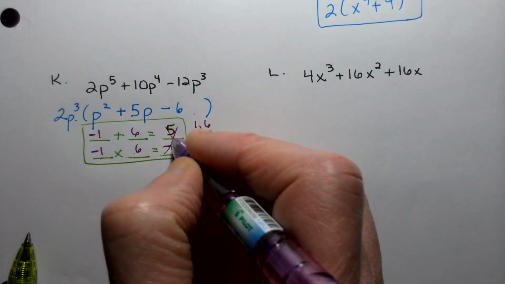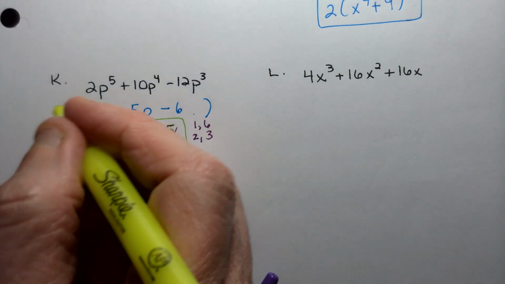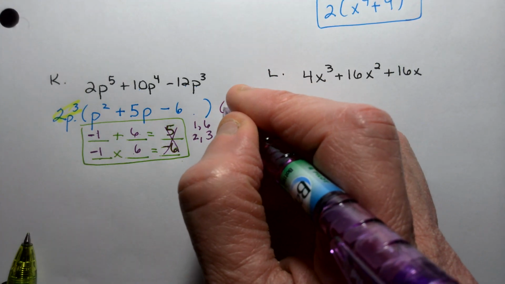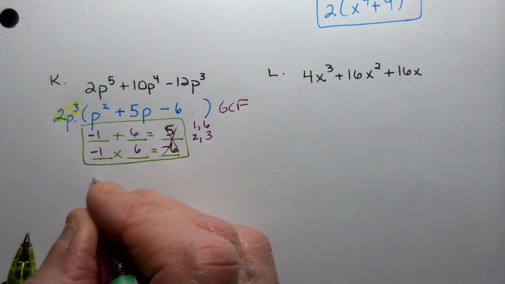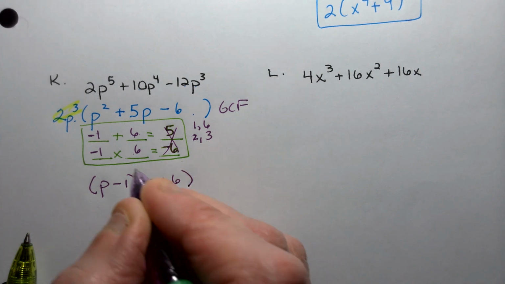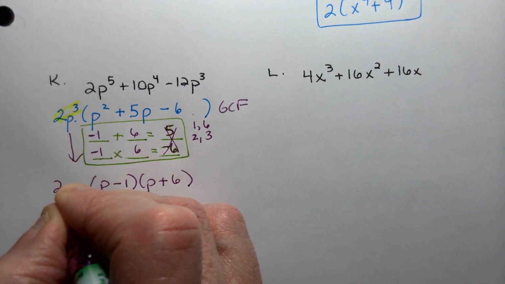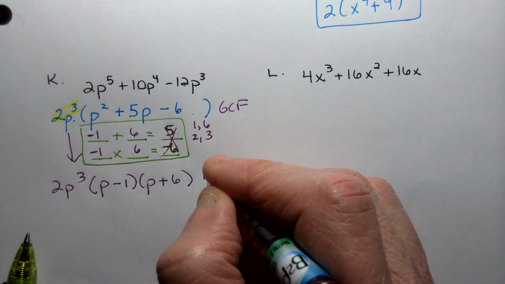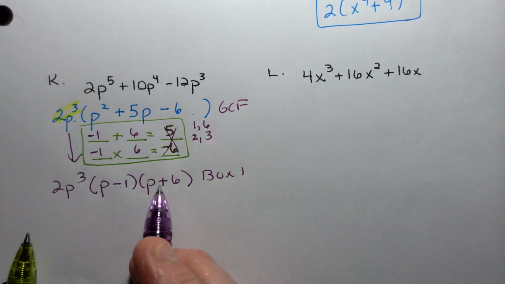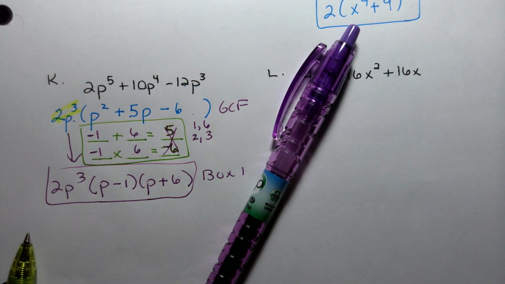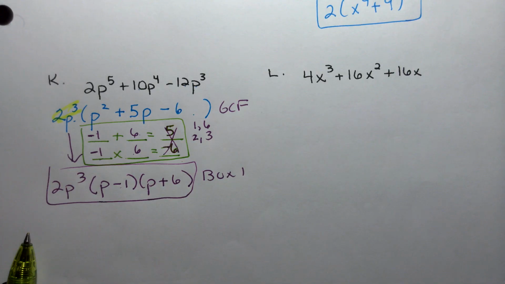Okay, that's done. I'm highlighting this so I don't forget that. This is GCF. And I get P minus 1 times P plus 6. I bring that down and I have 2P to the third. So that was using, again, box 1. There's nothing else we can simplify in there, so we are done with that. And we have one last problem. So go ahead and try that.